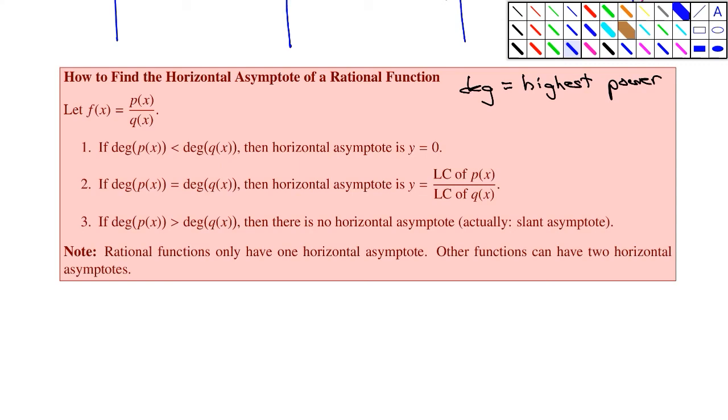So if, number one, the degree of the numerator is smaller than the degree of the denominator, then the horizontal asymptote is automatically y equals 0. Number two, if the degrees are the same, then the horizontal asymptote is equal to the lead coefficient of the numerator divided by the lead coefficient of the denominator. And remember that the lead coefficient is the coefficient of the term that gives you the degree. So it's the coefficient in front of the x with the highest power. And then part 3 is if the degree of the numerator is bigger than the degree of the denominator, then there's no horizontal asymptote, but if the degrees are 1 apart, then you get a slant asymptote.